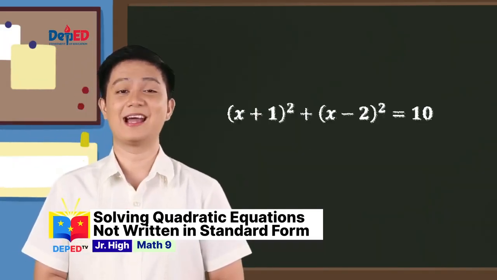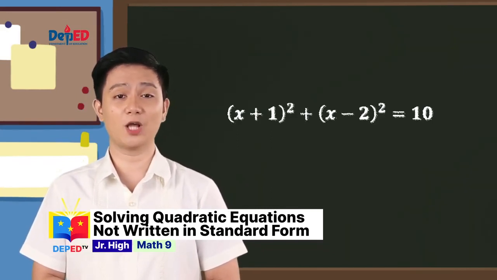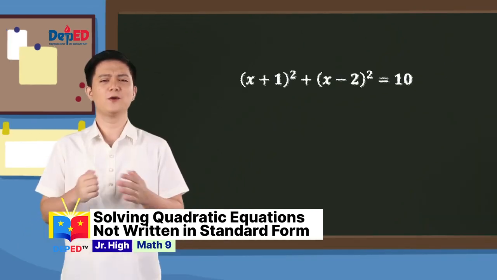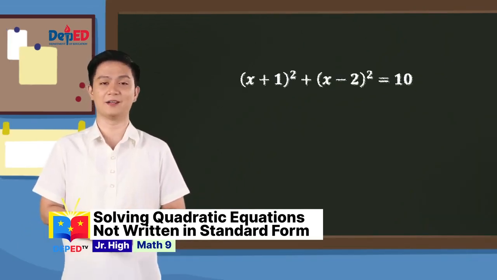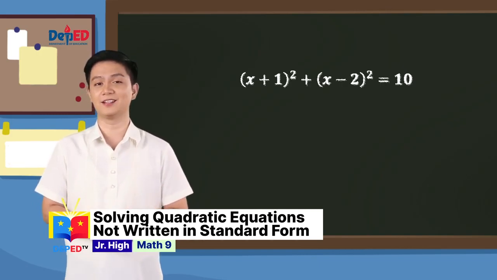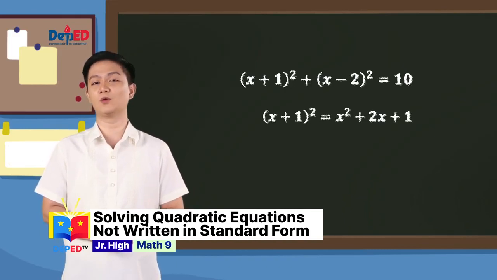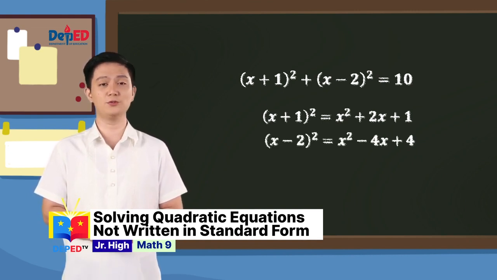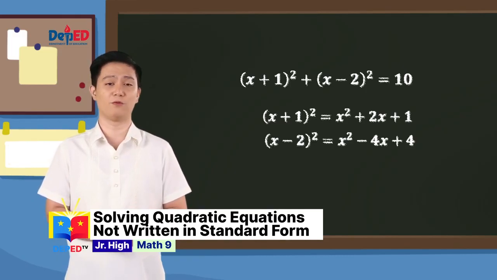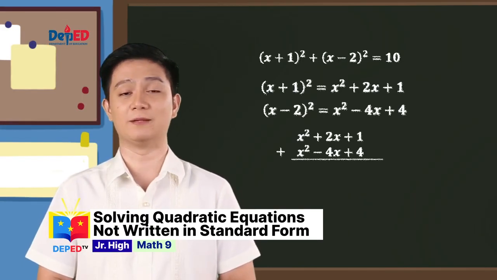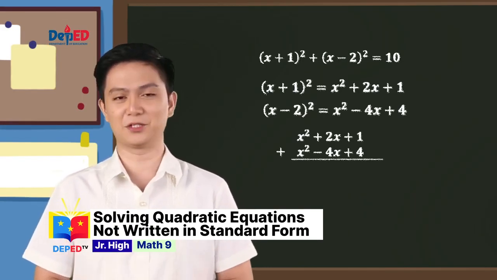Equation number 3, x plus 1 quantity squared plus x minus 2 quantity squared equals 10. Here, we have to expand the binomials on the left side by squaring each as indicated by the exponent 2. We have x plus 1 quantity squared equals x squared plus 2x plus 1. X minus 2 quantity squared equals x squared minus 4x plus 4. Then we add the results as indicated by the plus sign in equation number 3. Of course, we only combine similar terms.